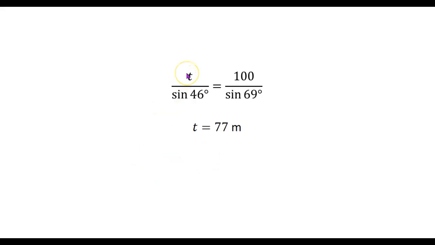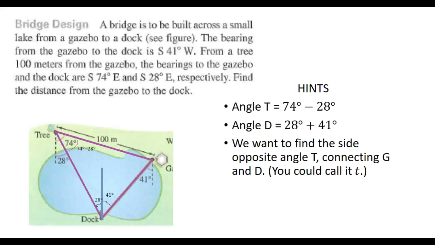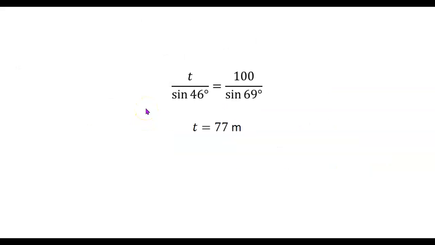So little t over the sine of capital T, which was 46 degrees, equals little d, which was 100, over the sine of capital D, which was 28 plus 41, or 69 degrees. So little t over the sine of big T equals little d over the sine of big D. T over the sine of 46 degrees equals 100 over the sine of 69 degrees. And from that you can solve and get that T is pretty close to 77 meters.